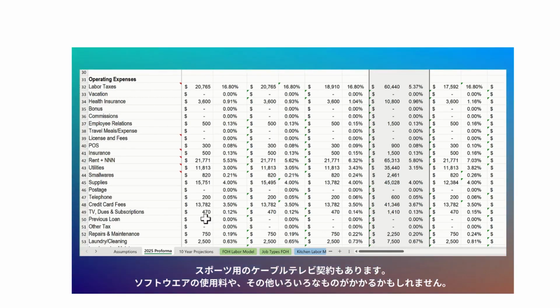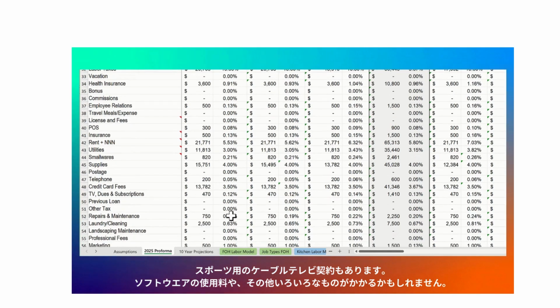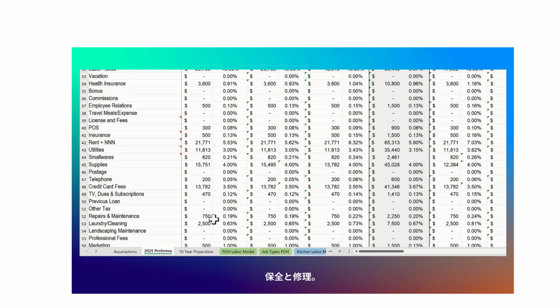We also have our TV dues and subscriptions. This could mean televisions for playing sports games. You need to pay a cable provider for that. This could mean a host of other softwares that you're utilizing, things like that. And then we have our repairs and maintenance. And then we have our previous loan.